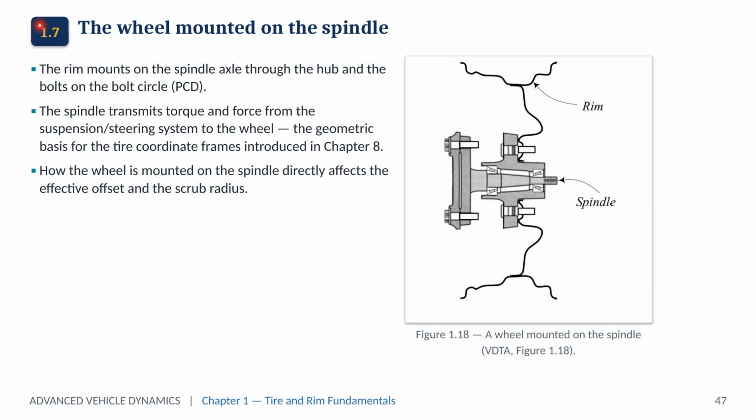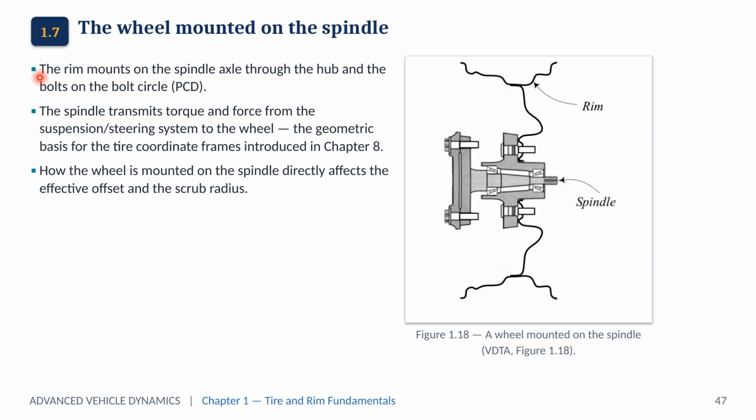The rim is mounted on the spindle axle through the hub and the bolts on the bolt circle, the PCD. The spindle transmits torque and force from the suspension and steering systems to the wheel. This is the geometric basis for the tire coordinate frames you will meet in Chapter 8.